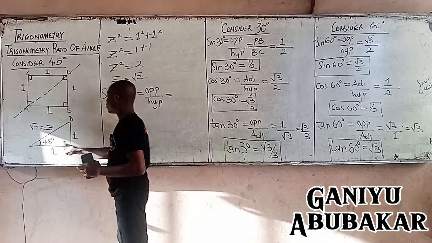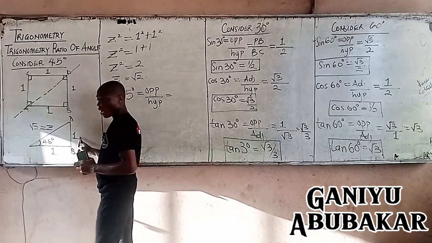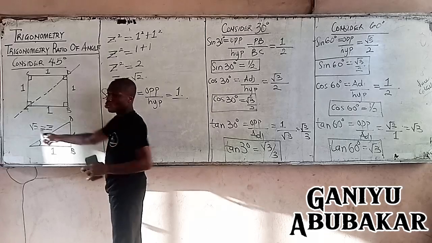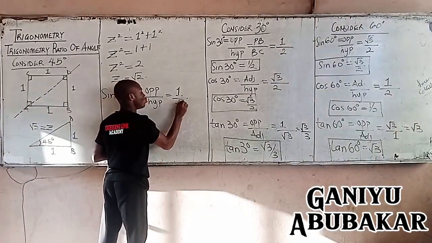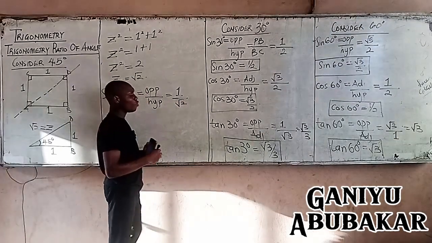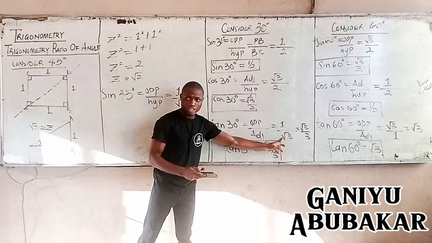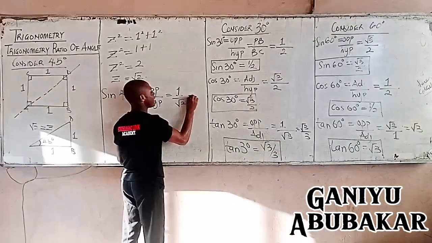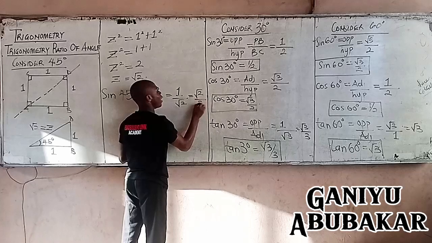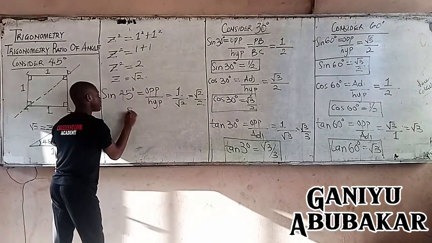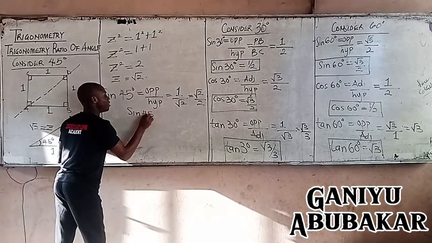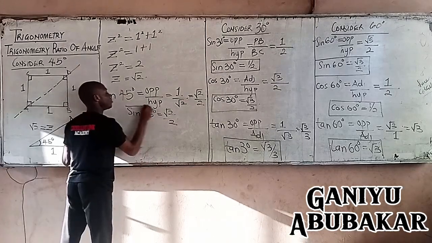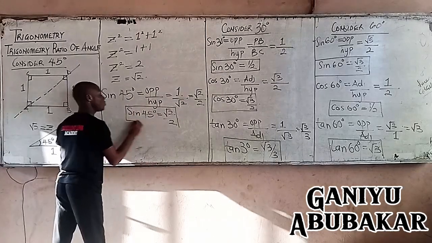If I'm considering 45 degrees, what's my opposite? That's 1. So I have 1 all over the hypotenuse, which is root 2. We just said that it's not proper for a root to be the denominator, so we rationalize. So I'll have my answer as root 2 over 2. So the value for sine 45 degrees is root 2 all over 2.